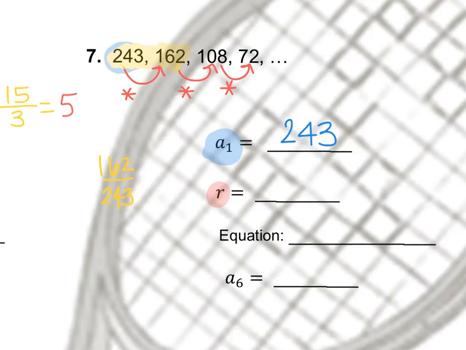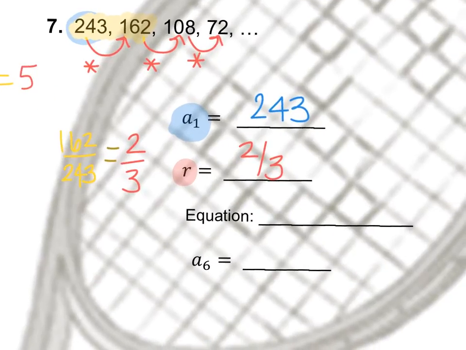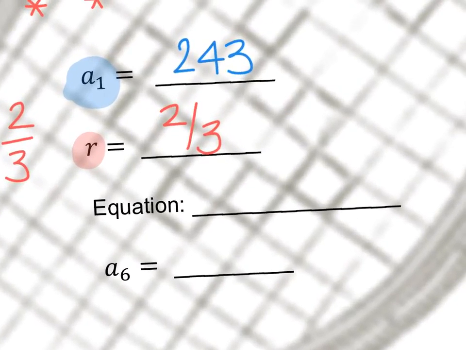Okay, so use calculators. 162 divided by 243. Nope, don't give me ugly decimals. What should you do? Math inner inner. We need it in a fraction. So what does that give us as a fraction? Yeah, it gives us 2/3. So that means my R in this problem is 2/3. That's my common ratio. So now that I have A1 and I have R, I can write my equation.